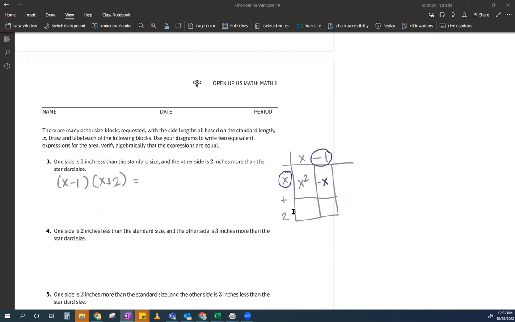Yes, very good. Someone says, Miss Johnson, it's because x times 2. Can you just imagine that I'm just drawing these little arrows here for you? So x times 2 is 2x. X times 2 is 2x, yeah?